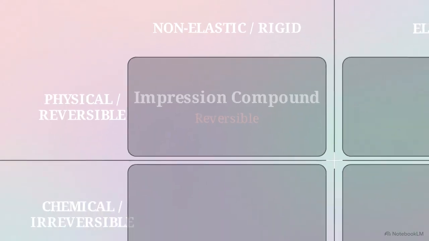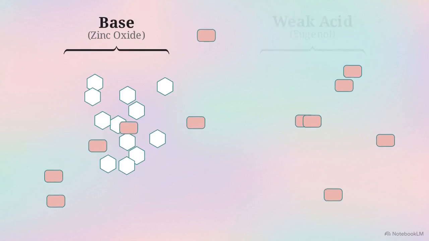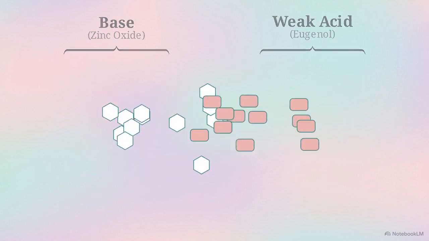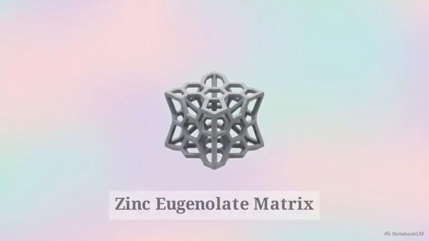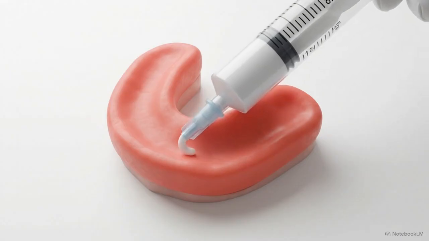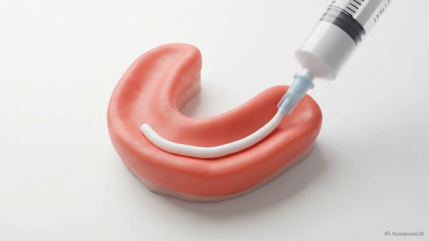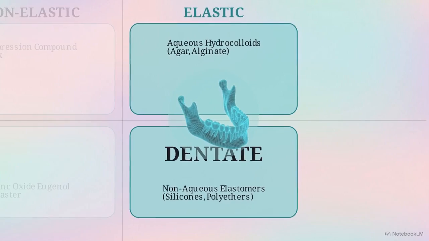Moving down the y-axis brings us to zinc oxide eugenol, or ZOE. This represents the chemical, irreversible side of the rigid quadrant. Rather than relying on heat, ZOE utilizes an acid-base chelation reaction. The zinc oxide acts as the base and reacts with the eugenol, which functions as a weak acid. Together, they bind into a fixed, solid zinc eugenolate matrix. Unlike the heavy, mucocompressive compound, ZOE possesses extremely high flow. It registers surface detail accurately without displacing the tissues, making it a highly effective chemical wash to layer over a rigid thermoplastic primary impression.